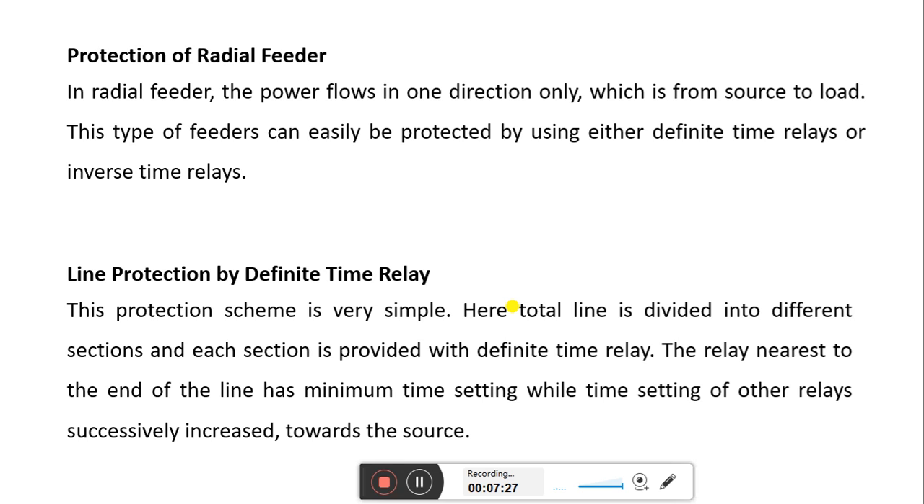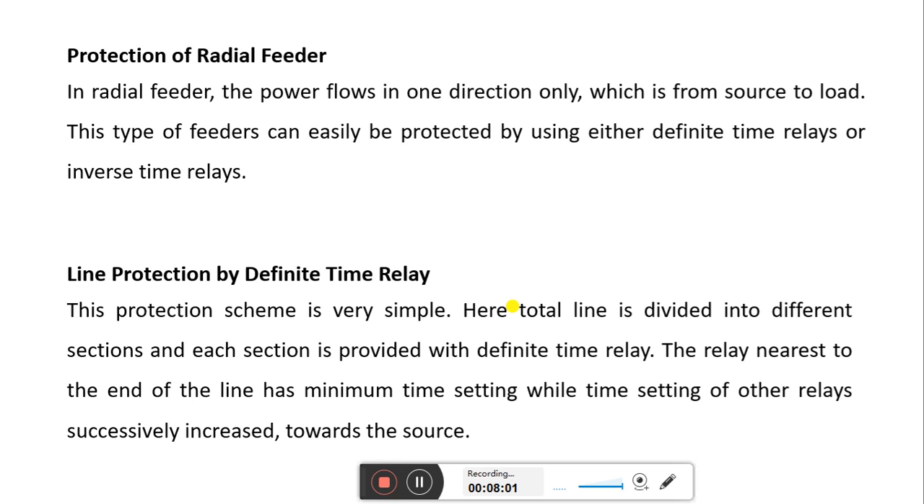This type of feeder can easily be protected by using either definite time relays or inverse time relays. Definite time relays operate at a definite time. And what are inverse time relays? They operate inversely proportional to time. Their operating characteristic is inversely proportional to time. That's why they are called inverse time relays.